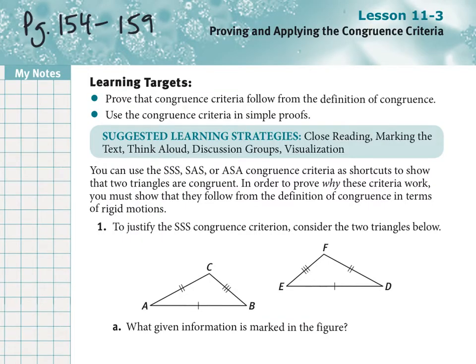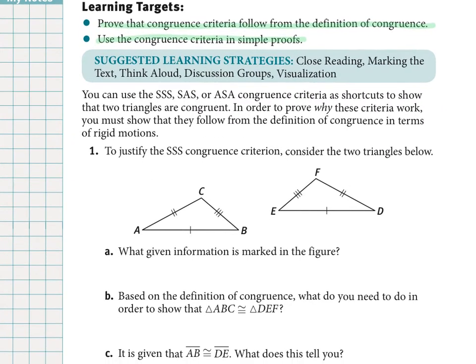Our learning targets for today are that we are going to prove the congruence criteria that follows from the definition of congruence, and we're going to use the congruence criteria in simple proofs. So below it says you can use SAS, SSS, or ASA congruence criteria as shortcuts to show that two triangles are congruent. In order to prove why this criteria works, you must show that they follow the definition of congruence in terms of rigid motions.